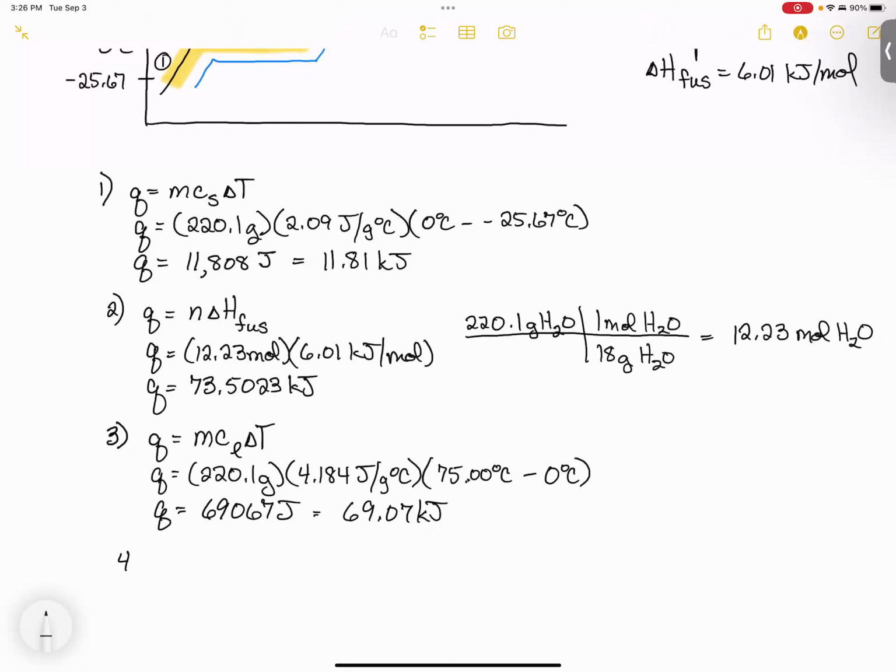So to answer the question, we need the total heat required. So we're going to add these together. We're going to add the 11.81 kilojoules plus 73.5023 kilojoules plus 69.07 kilojoules. So our total heat is equal to 154.4 kilojoules.